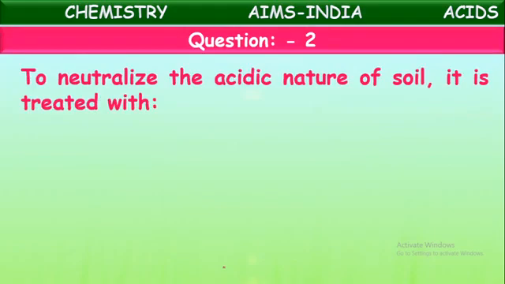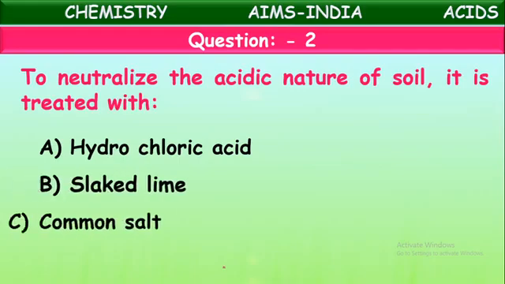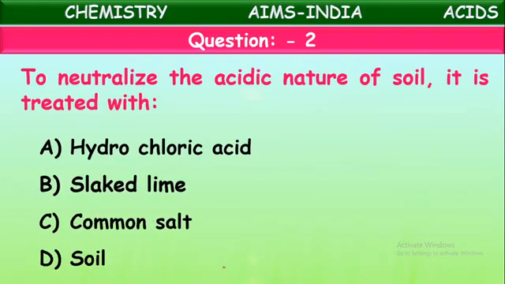To neutralize the acidic nature of soil, it is treated with. Yes, while explaining about applications of these neutralization reactions in daily life, we told about neutralizing the nature of the soil. If the soil is acidic, then to neutralize this acidic nature, it is treated with either hydrochloric acid, slaked lime, common salt, or soil. With which it is treated?